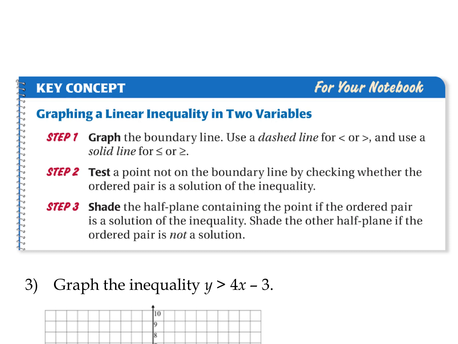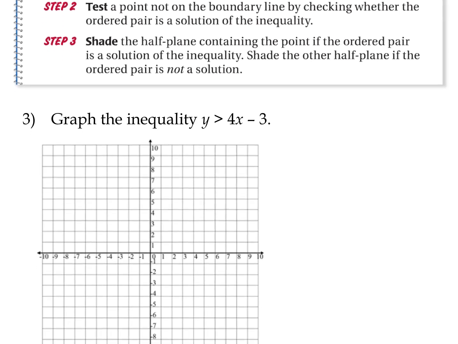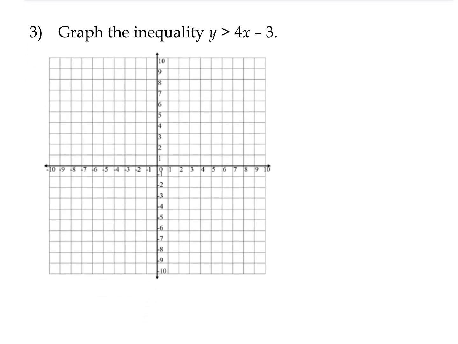And then we want to pick something not on the boundary line. We want to pick a point and test it to see if it's a solution. If it is a solution, then we shade that side of the line. If it's not a solution, we're going to shade every point on the other side of the line. So that's testing a point and seeing if it's a solution, like we just saw in those last examples. But first, we're going to graph the boundary line. So let's look at that in this example.